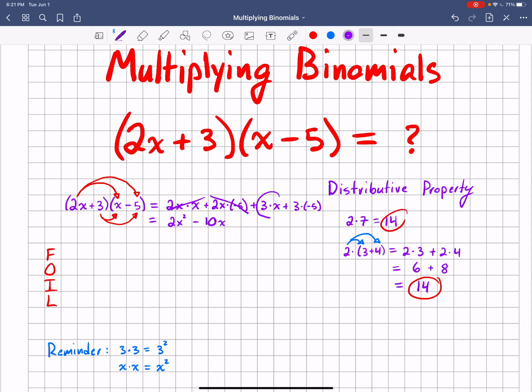Next, we have 3 times x. They're both positive, so this stays positive, 3x. And finally, we have positive 3 times negative 5. So positive times negative is negative. 3 times 5 is 15.